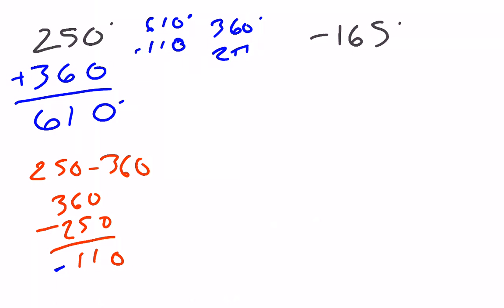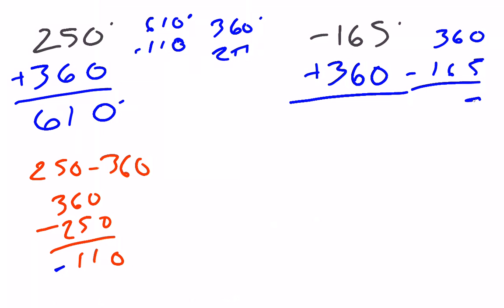Negative 165, I need to start again. Let's add 360. We have opposite signs, so what we really want to think about is doing 360 minus 165, which will give me 195.